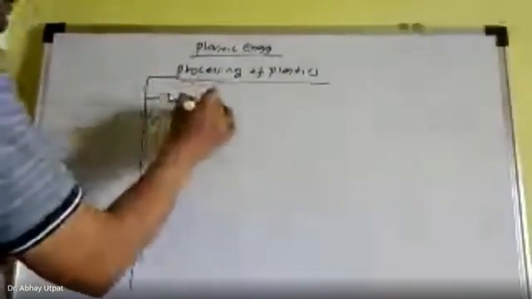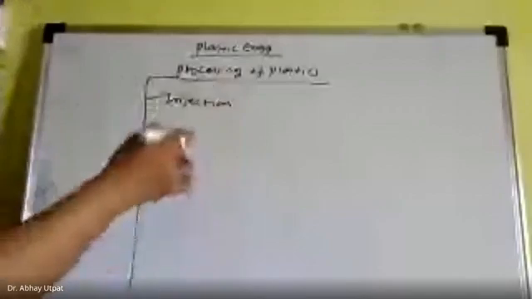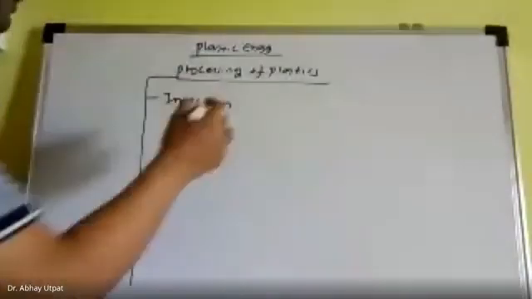Injection molding. Classify the different plastic molding processes. This may be asked for 1 mark, and then explain injection molding process in detail may be asked, maybe not 3 marks, this may be a 4 marks question.